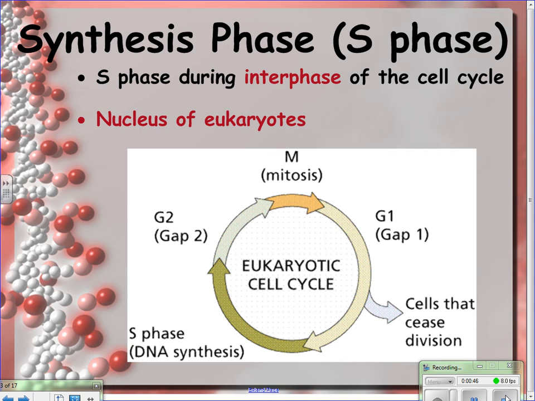So this is our cell cycle, and this right here would be the M, or the mitosis phase. So this is where the cell divides. The synthesis phase is located sort of midway through, and that's the S phase. This is where DNA replication occurs.